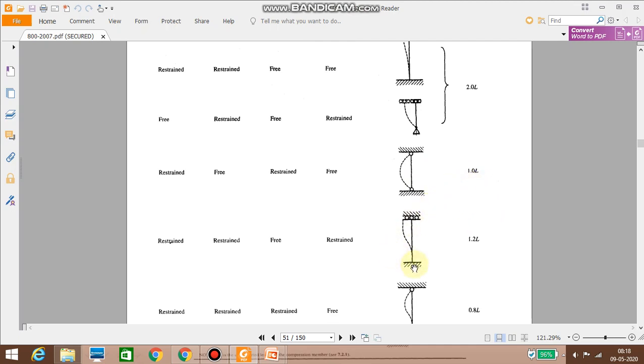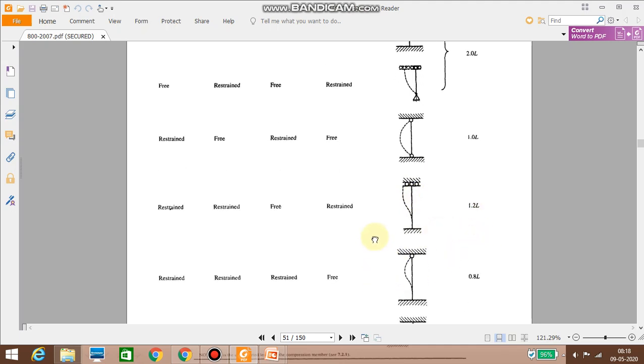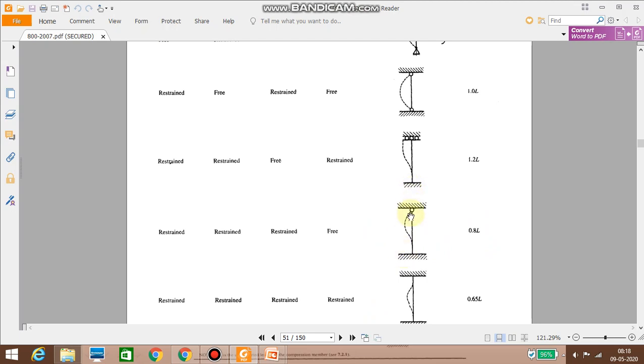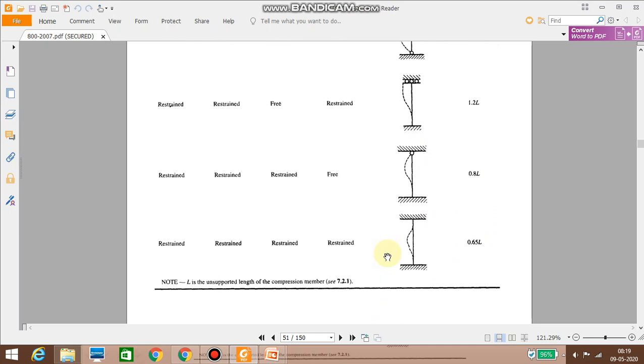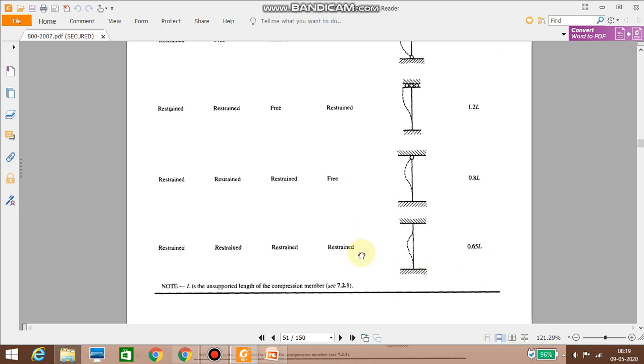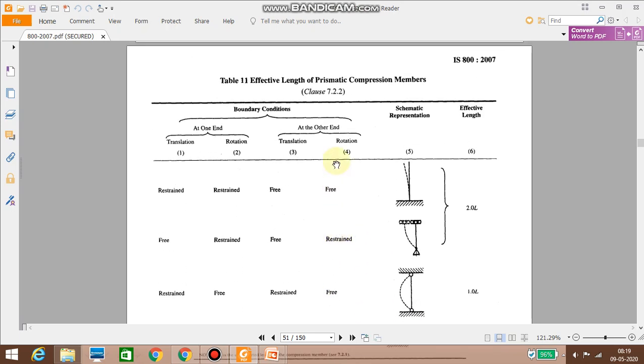Then next one is one end fixed and the other end roller. You can take it as 1.2 times L as effective length. Similarly, one end fixed and the other end hinged, you can get it as 0.8 times L. If you have both the ends fixed, then you can take it as 0.65 times L. These are given in table number 11, which will be utilized to calculate the effective length. Further, effective length will be utilized for calculation of the slenderness ratios.